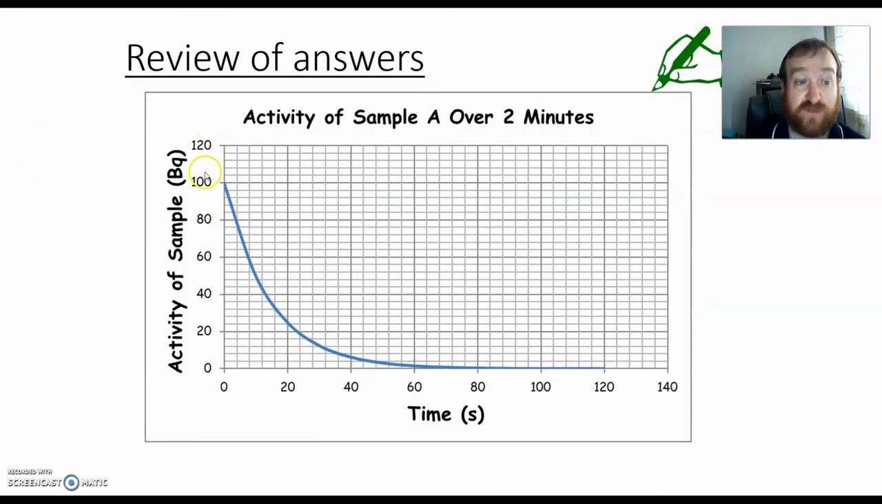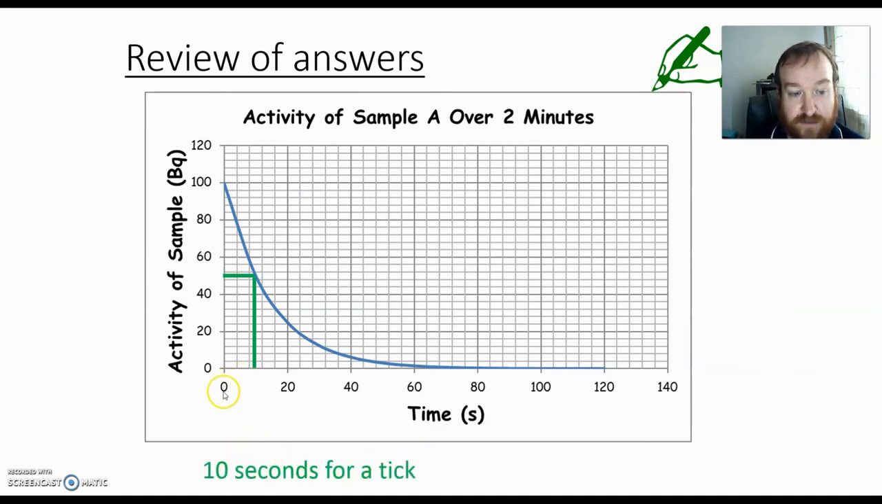So first, we find out what's the starting value. It's 100. Okay, half of 100 is 50. We go along from 50, we go down, it hits the graph, and it hits about here. So that is about 10 seconds. Okay, it's about halfway between 0 and 20. Now, because it's a little bit harder, I'll give you the mark for anywhere as low as maybe 8 and as high as 12, 13 seconds. Okay, but we find the initial value, 100. We find what half of that is, 50. We go along, we go down.